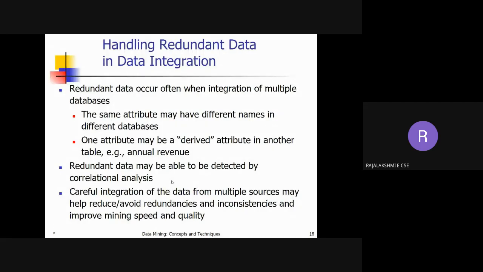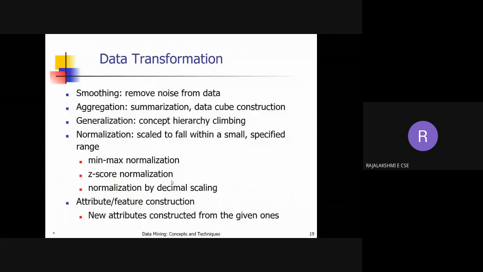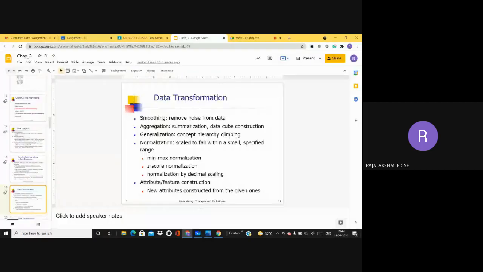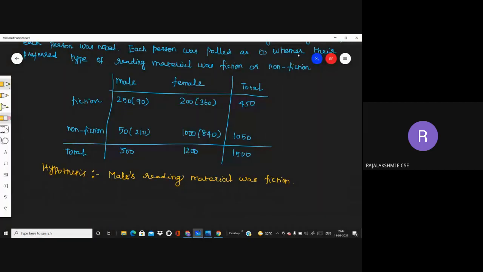So அதை யூஸ் பண்ணி you can compare the attributes and the attribute values and you can say whether they are redundant or not. Correlation analysis is very important over here. Also the inconsistency and redundancy can be avoided and the quality of the data can be improved very well. So இப்போ நம்ம இந்த correlation test தான் பண்ண போறோம்.